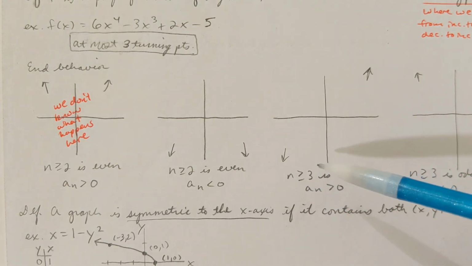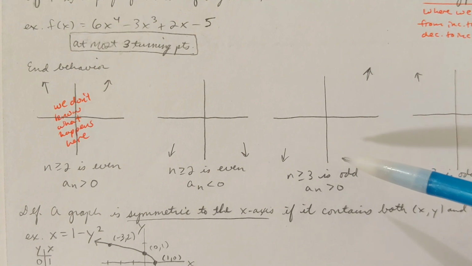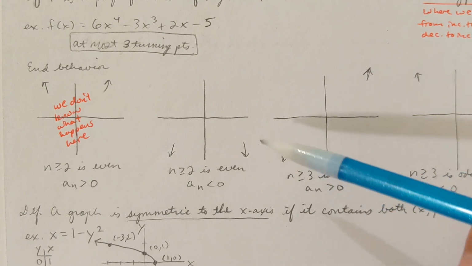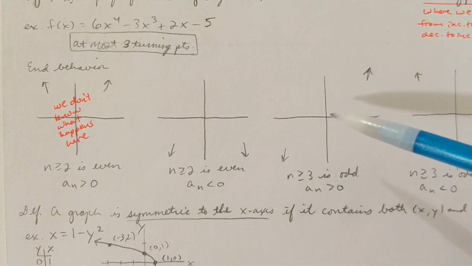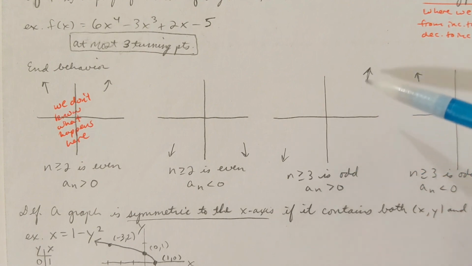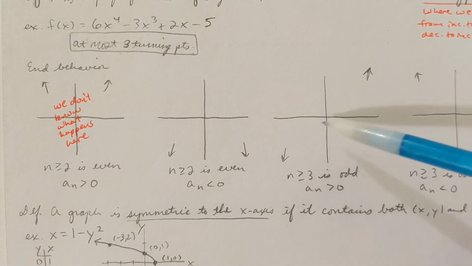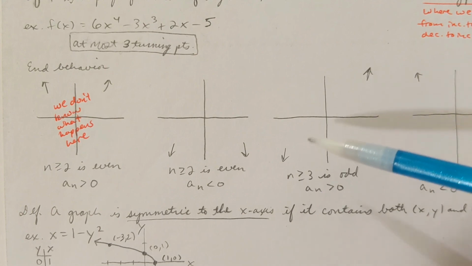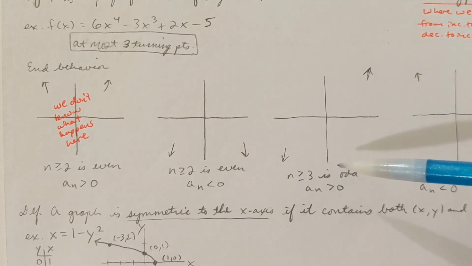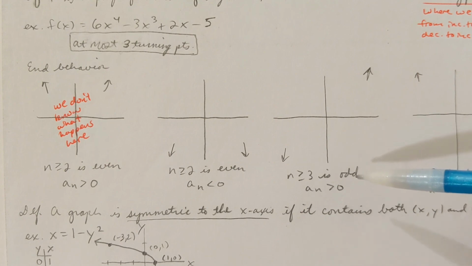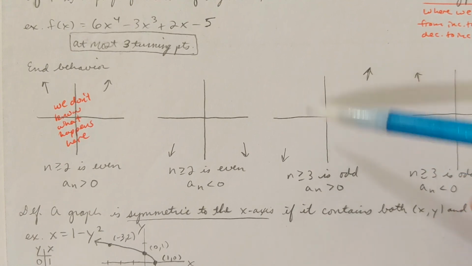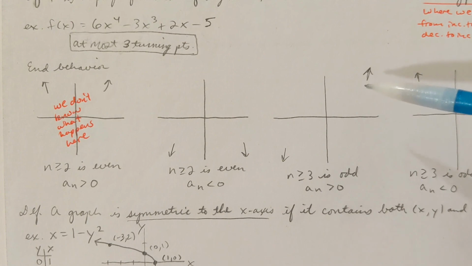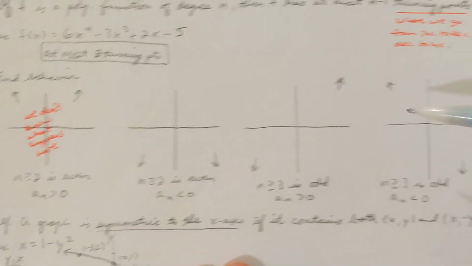If n is greater than or equal to 3, and that's odd, and a sub n is greater than 0, think of y equals x cubed, for example. Y equals x cubed looks something like this. As long as n is greater than or equal to 3, and that's an odd number, and a sub n is positive, then you will always open down on the left and up on the right. And I have no idea what happens here in the middle. It could go something like that, but I do know what the end behavior would look like.